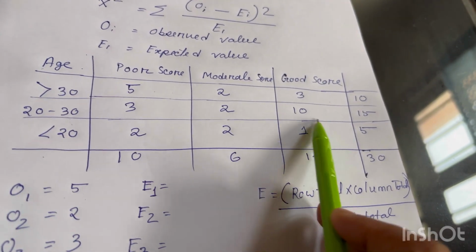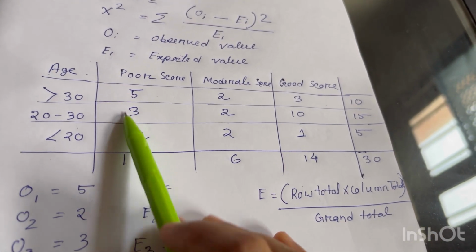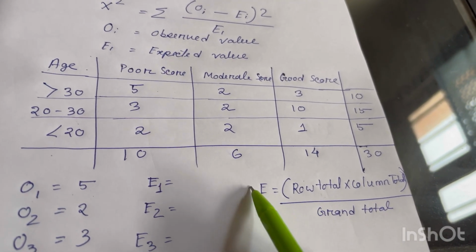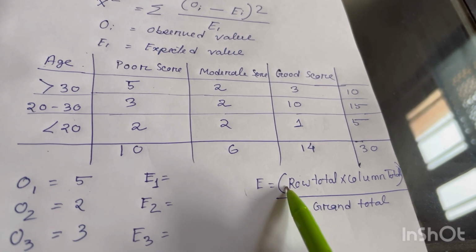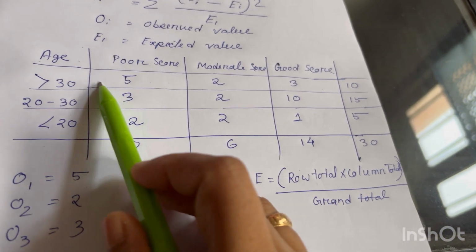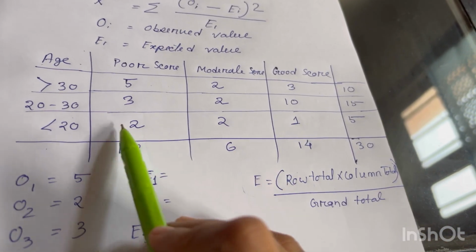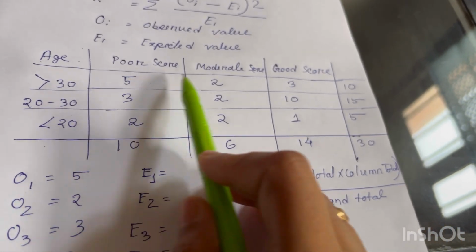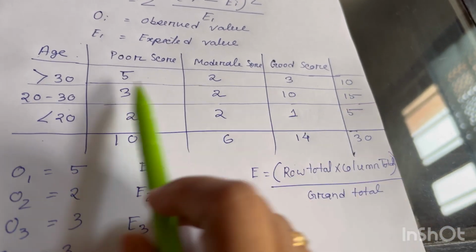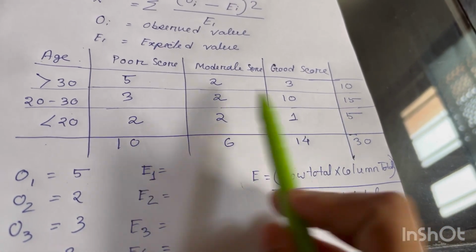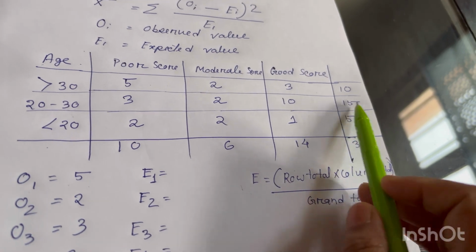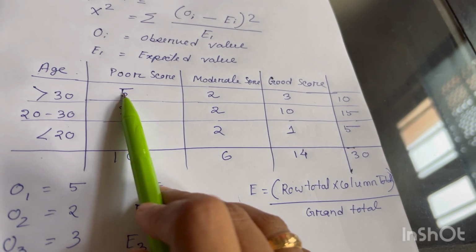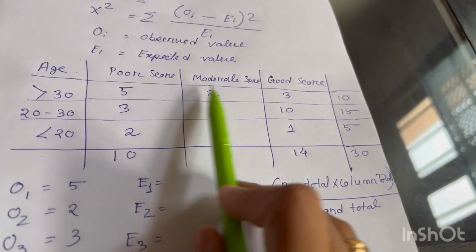These are our rows. We have 3 rows, right? 1, 2, 3, three rows of these age categories. To calculate the expected value, we need the row total and column total. So just add the values of these rows. Suppose 5, 2, 3, so the total is 10, then 3, 2, 10, total 15, and 2, 2, 1, total 5. These are the totals of the values in the different rows.